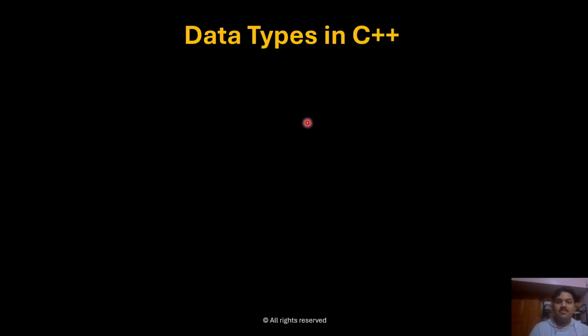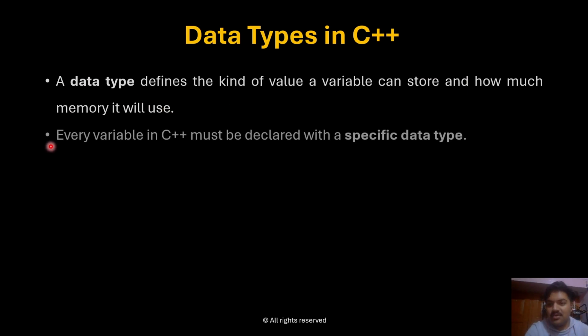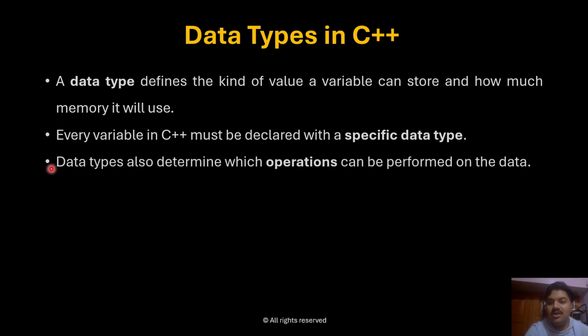What are data types? A data type in C++ defines what kind of data a variable can store and how much memory it will use. A variable in C++ must be declared with a specific data type. Data types also determine which operations can be performed on the data.